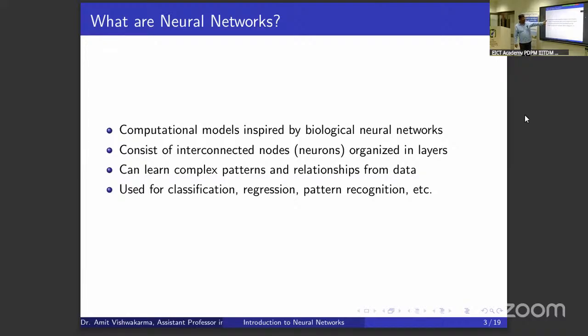The second thing is that it consists of interconnected nodes, neurons, organized in layers. In the next slide, I will tell you about this. Some input is coming, and some processing and some output is happening in our brain. It can learn complex patterns and relationships from the data. As we know our family members' names and recognize their faces, similarly this artificial neural network can also learn complex patterns and relationships from the data.